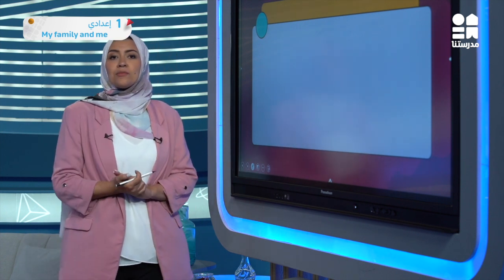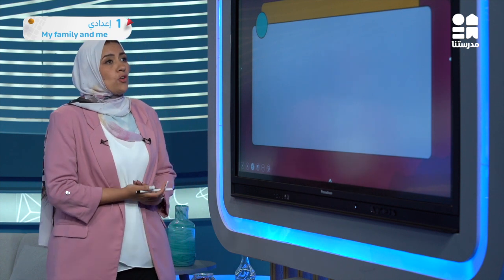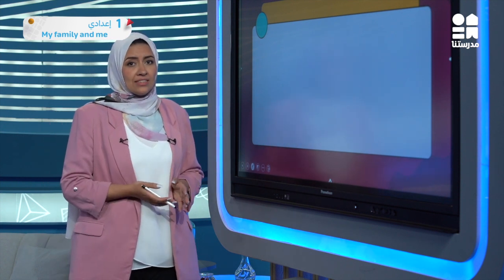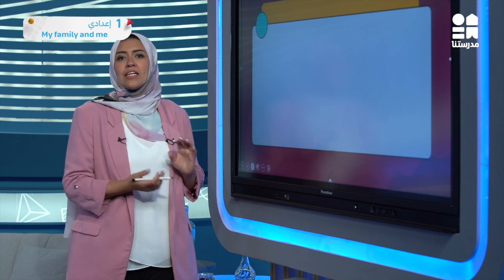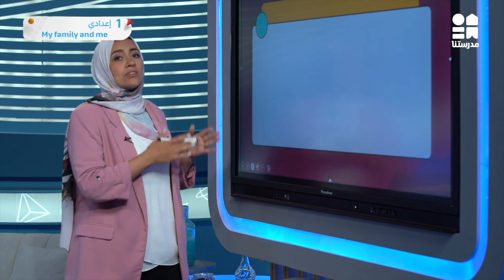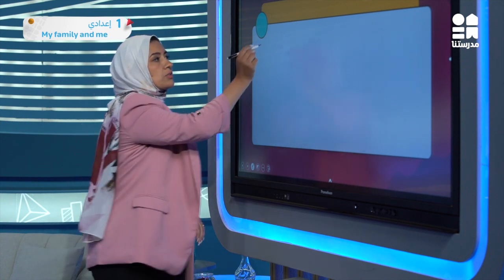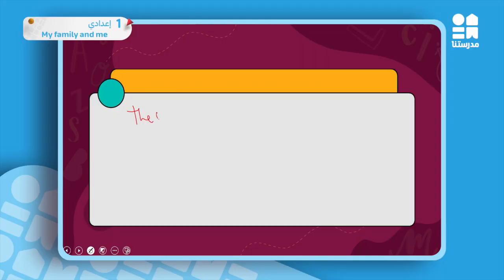Okay, let's explain the present simple tense. What is the meaning of the present simple tense? The present simple tense is the simple present. Let's speak about the usage. When should I use the present simple tense? The usage. First, I have to use the present simple tense when I talk about habits.